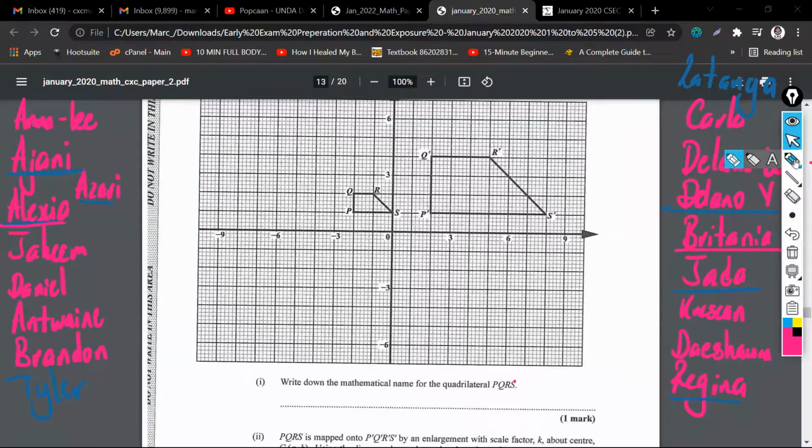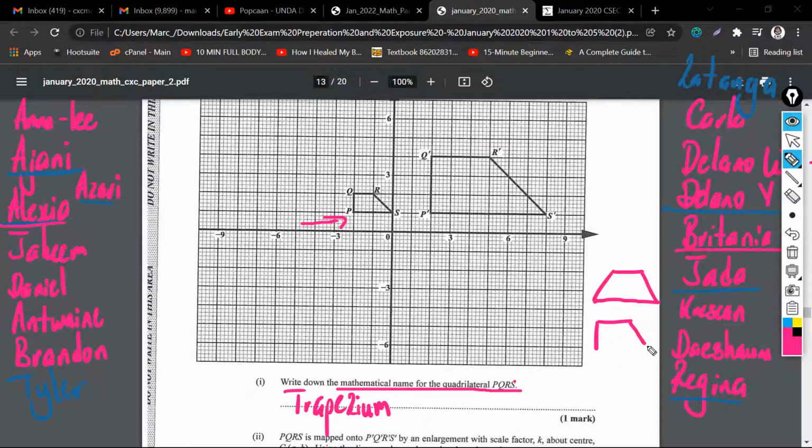It says, we're looking at some figures here. Write down the mathematical name for the quadrilateral PQRS. So see PQRS here. What's the name for this quadrilateral? Sir, is it a trapezium? Yep, it's a trapezium. Very easy. Definitely a trapezium, right? That's how the trapezium always looks, guys. It either looks like this or it looks like this. Cool. This is how your trapezium looks. Make sense, guys? It also can look like this too.